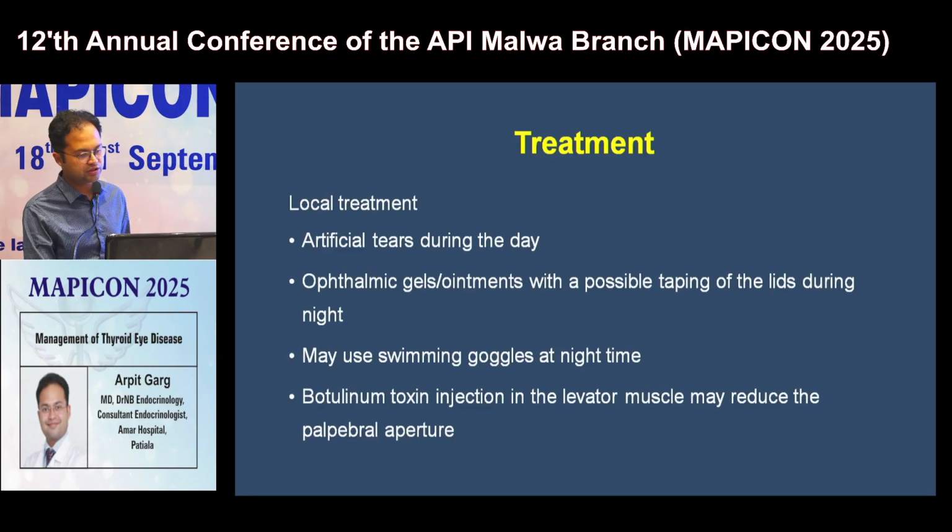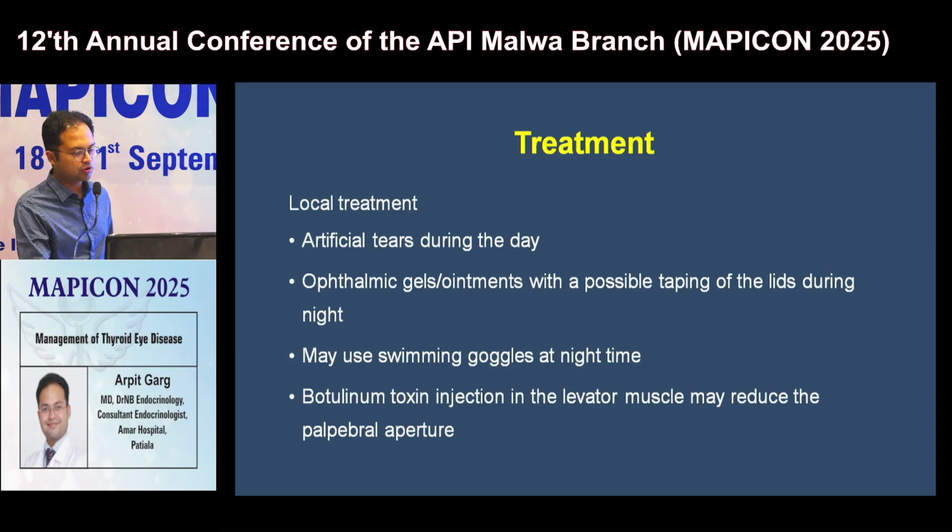Then the local measures which are very important, we should prescribe artificial tears during the daytime, and at the night time patients can be given lubricants in the form of ophthalmic gels or ointments with possible taping if there is a gross proptosis and the patient is unable to close the eyes at the night time. Patients may also use swimming goggles at the night time, because the major problem is because of the air exposure which leads to keratitis. So since swimming goggles create an insulation, air cannot enter inside the goggles, so they can also use the swimming goggles at the night time.